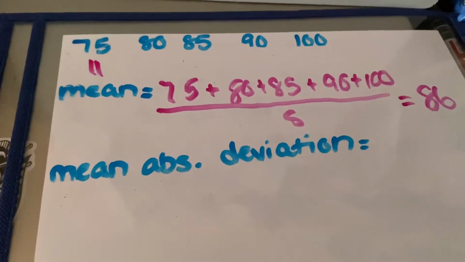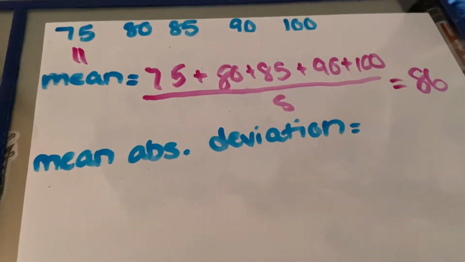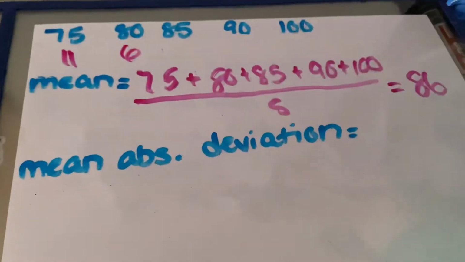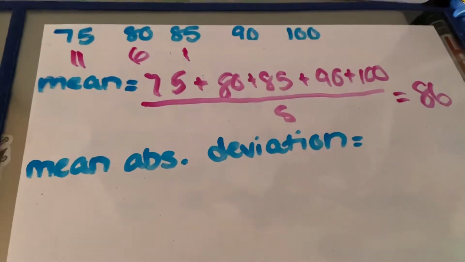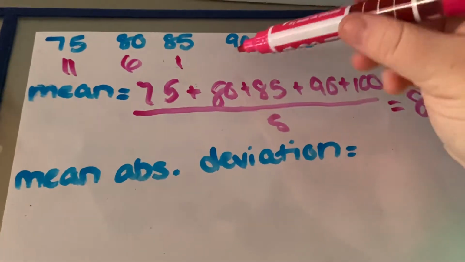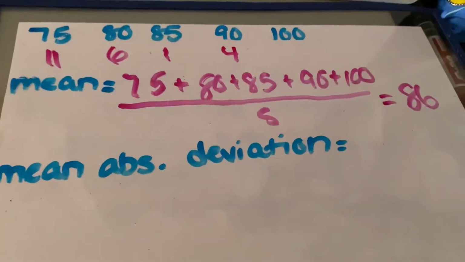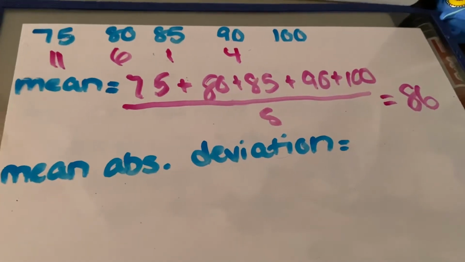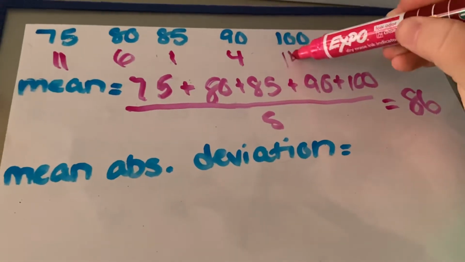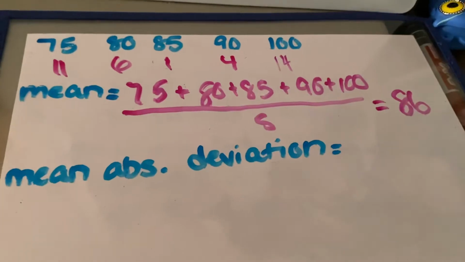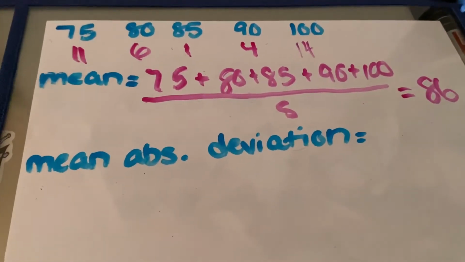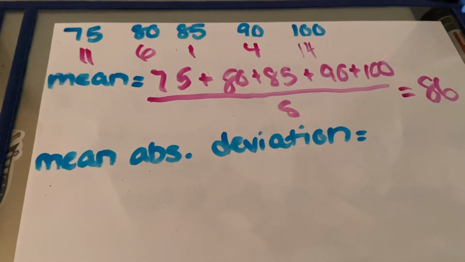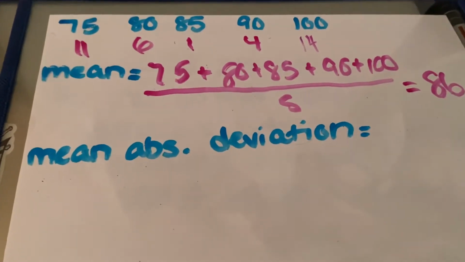Now let's keep going. How far away is 80 from 86? 6 away. 85 is 1 away from 86. 90 is 4 away from 86. And 100 is 14 away from 86. So we just finished step 2. We found the distance from each of our points to our mean.